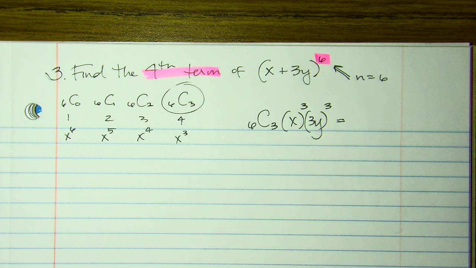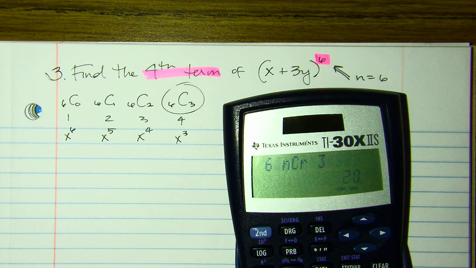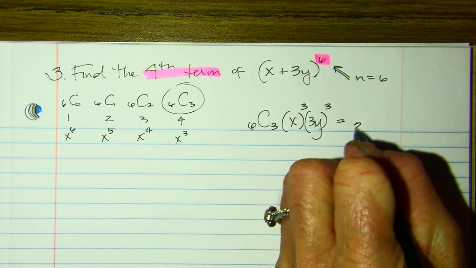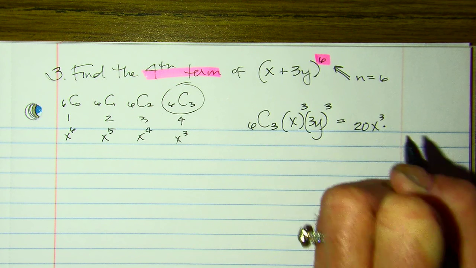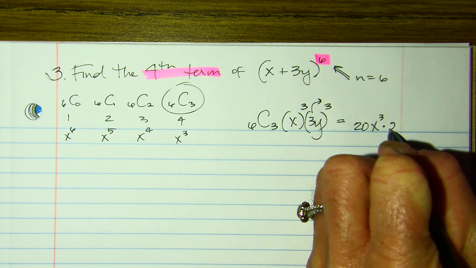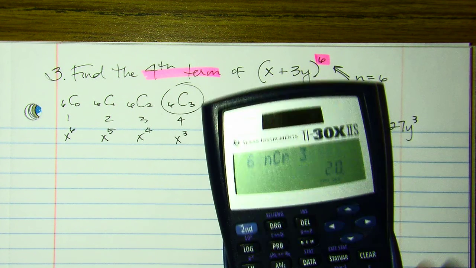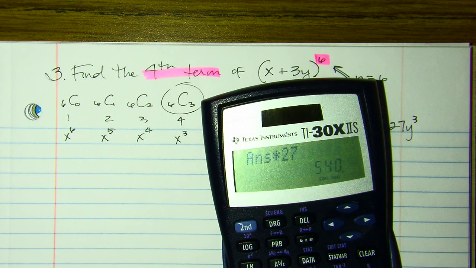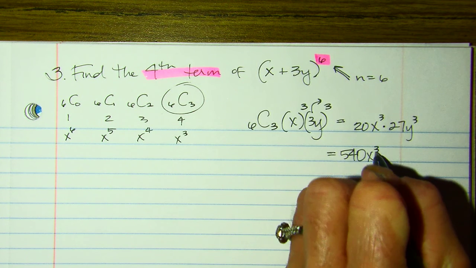So in my calculator, I'm going to enter 6C3. That gives me 20 times x cubed times 3 to the third, so that's 27 times y cubed. So 20 times 27 gives me 540. So my term is 540x cubed y cubed.